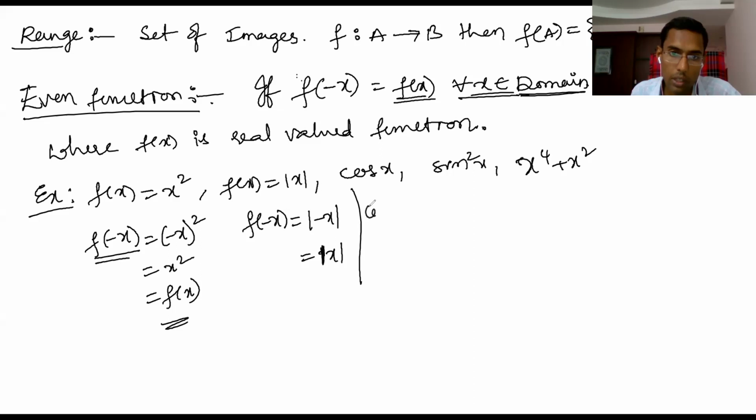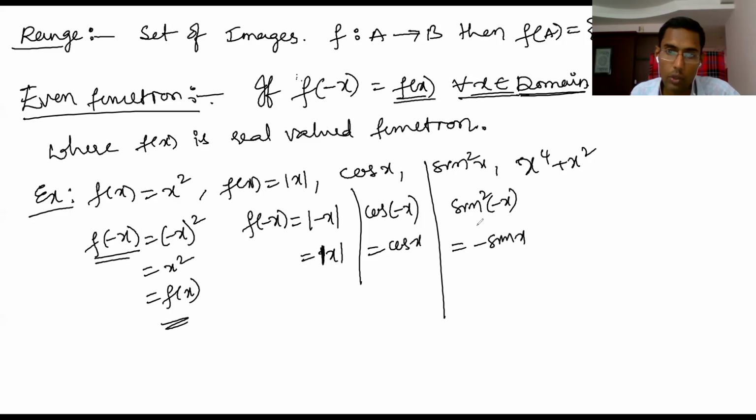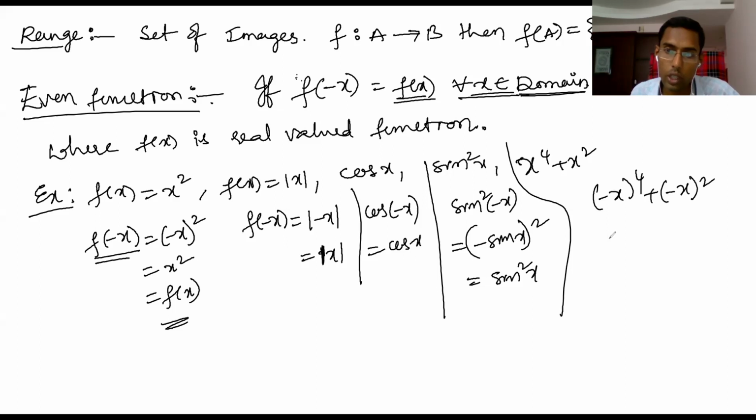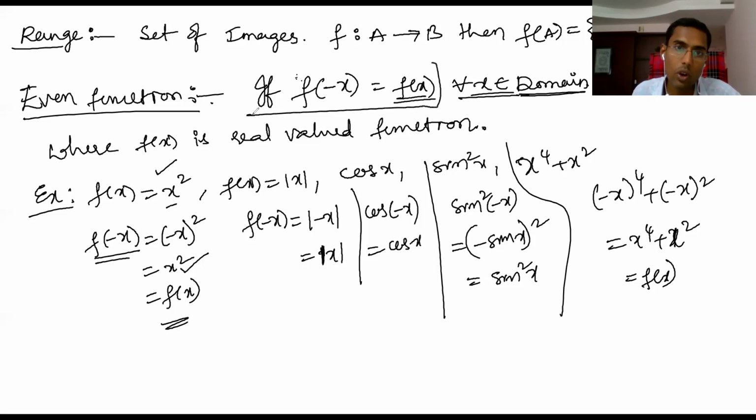Here cos of minus x is actually cos x only. Sine square of minus x is minus sine x whole square, and because the whole is squared, this is also sine square x only. Next, if you put minus x, x to the power 4 plus minus x whole square, you are getting the same x power 4 plus x square. That means this is f of x only. So in all these cases, if you replace x with minus x, you get the same function. In all these cases f of minus x is f of x.